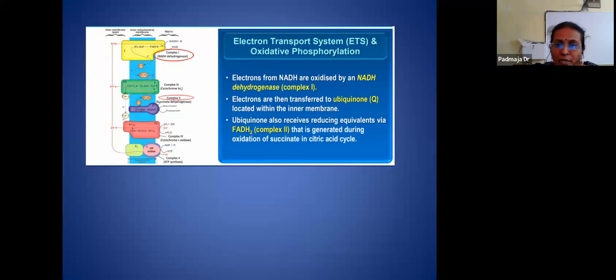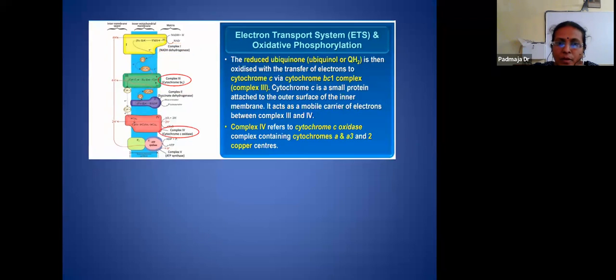Ubiquinone also receives reducing equivalents via FADH2, complex 2. So complex 2 is FADH2 that is generated during the oxidation of succinate in the citric acid cycle. And the reduced ubiquinone is then oxidized with the transfer of electrons to cytochrome C via cytochrome BC1 complex. That means complex 3. The complex 3 is also called cytochrome BC1.